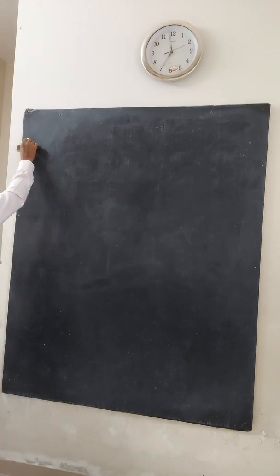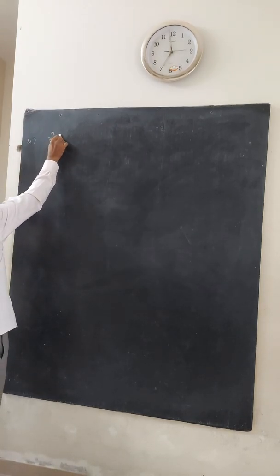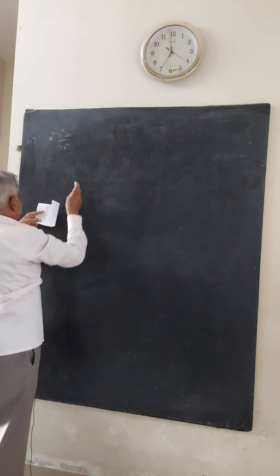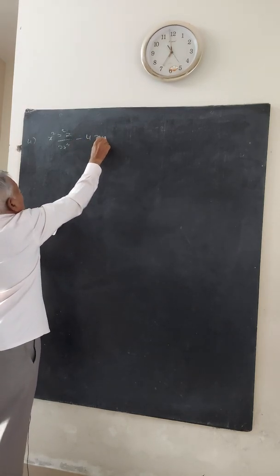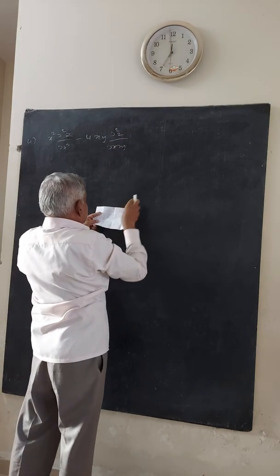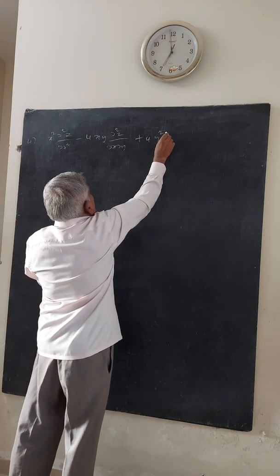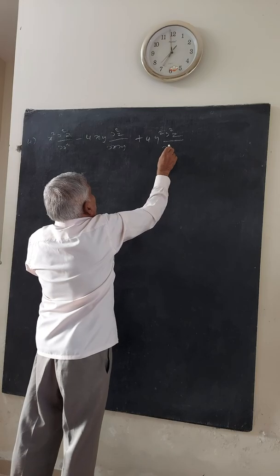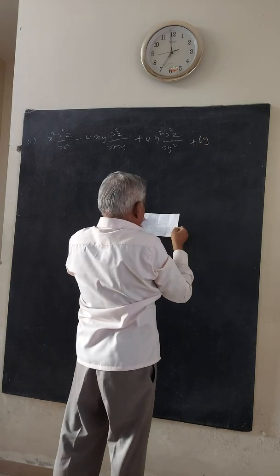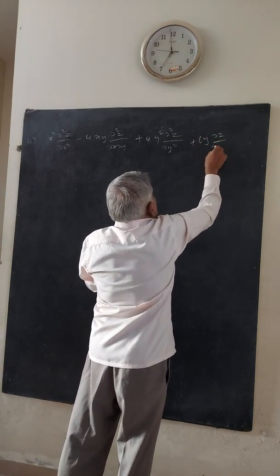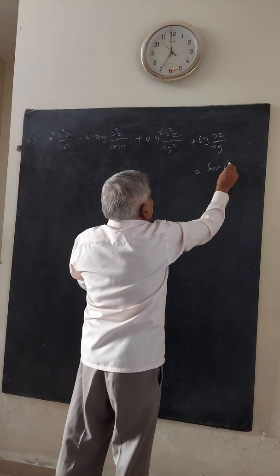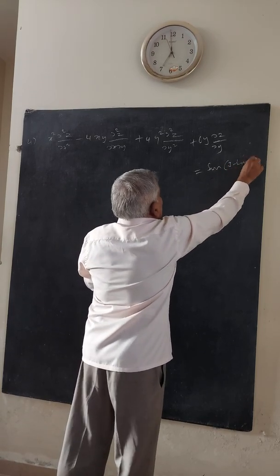Sum number 4. x² ∂²z/∂x² − 4xy ∂²z/∂x∂y + 4y² ∂²z/∂y² + 6y ∂z/∂y = sin(3 log x).